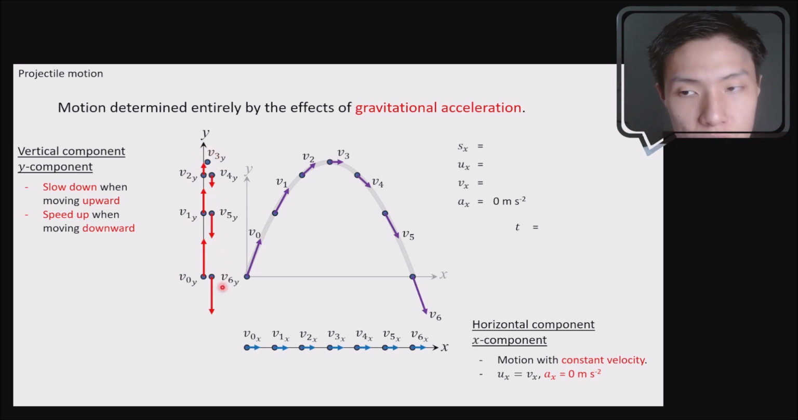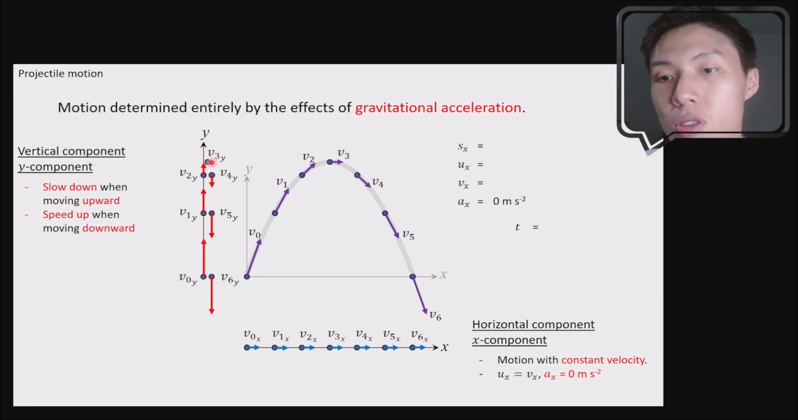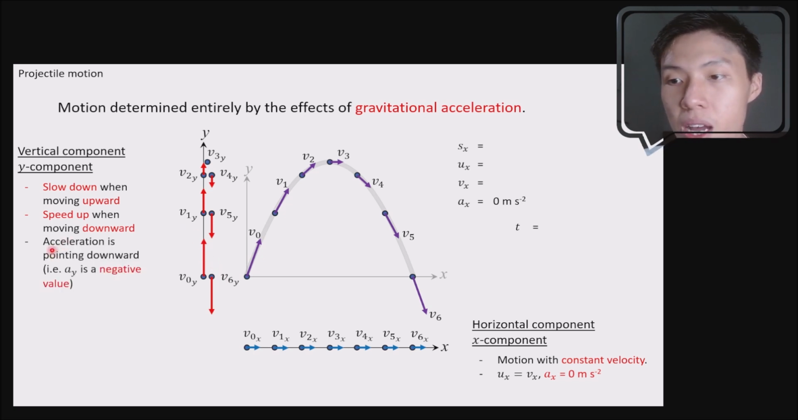How about the second portion of the journey? It is speeding up, so the velocity and the acceleration must be pointing in the same direction. If the velocity is pointing downwards, the acceleration should also be pointing downwards. So we know from both portions that the acceleration is always pointing downwards. And because we follow Cartesian coordinates where upwards is positive and downwards is negative, our y component of acceleration must be a negative value.